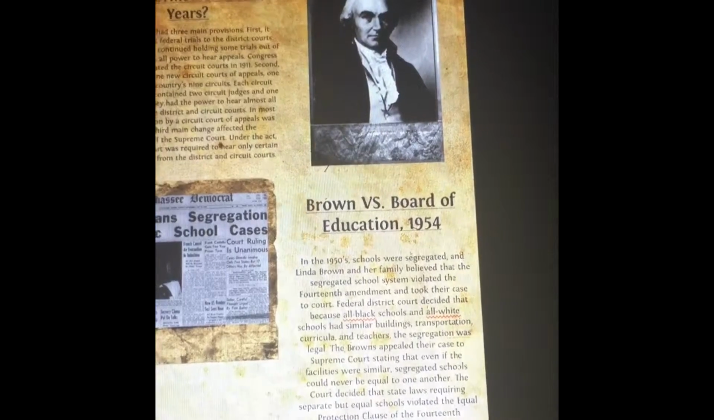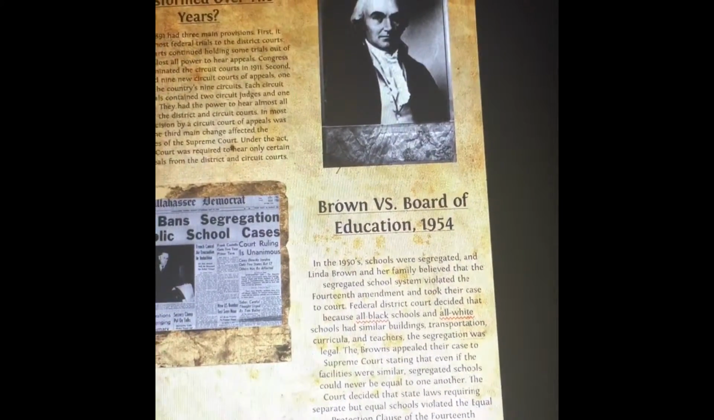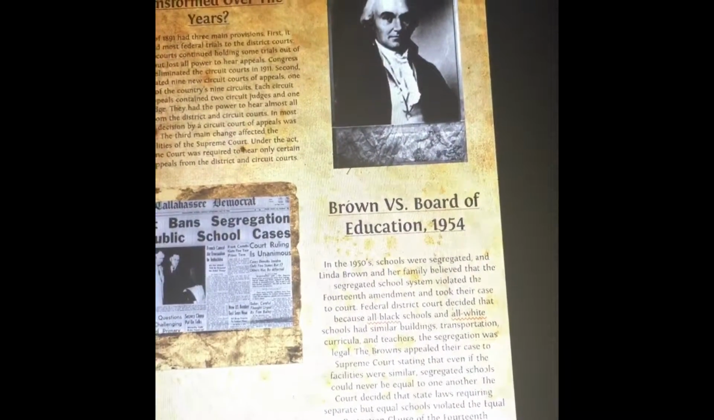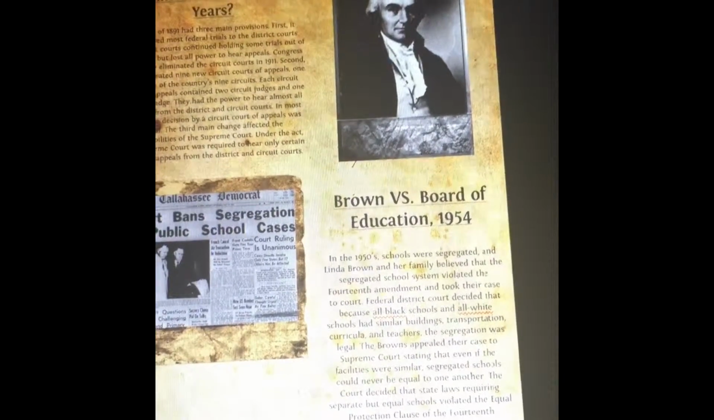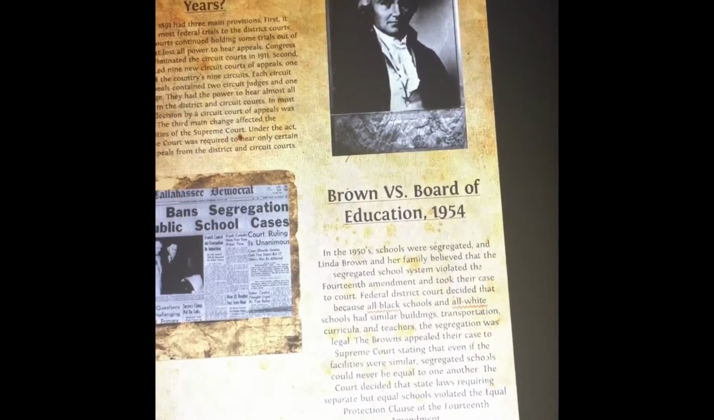The Browns appealed their case to the Supreme Court, stating that even if the facilities were similar, segregated schools could never be equal to one another. The court decided that state laws requiring separate but equal schools violated the Equal Protection Clause of the 14th Amendment.